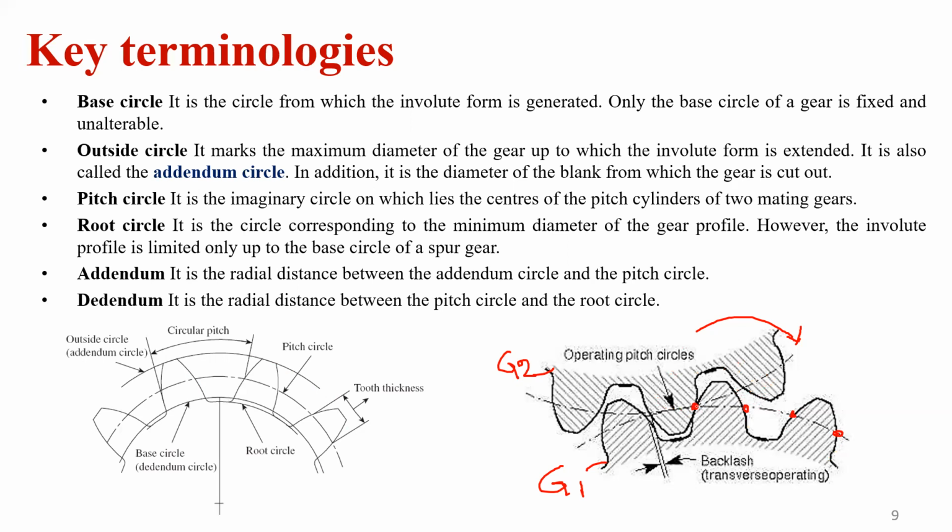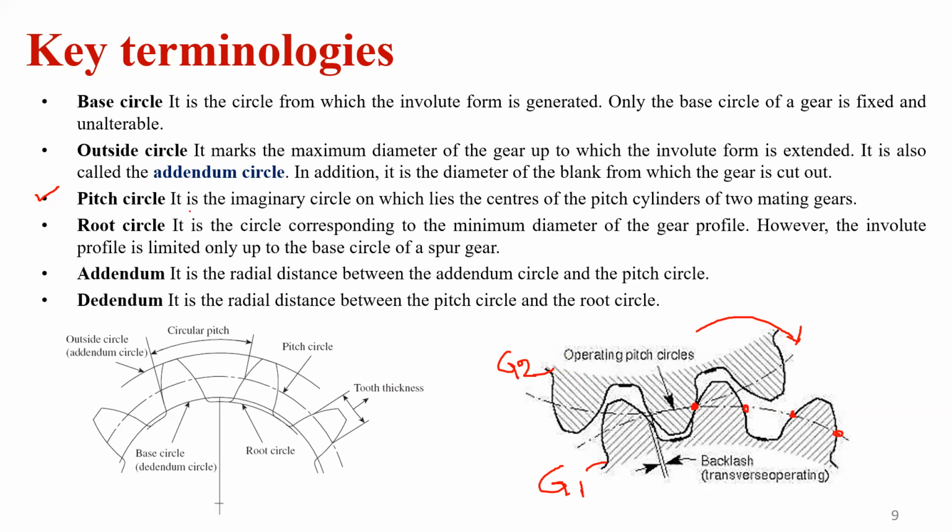Practically, the gears cannot contact exactly at this point, so it is called an imaginary point. The pitch point is an imaginary point where the two gear teeth will contact. If you join all the pitch points of all the gear teeth, we get the pitch circle. As the pitch point is an imaginary point, the pitch circle is also an imaginary circle.